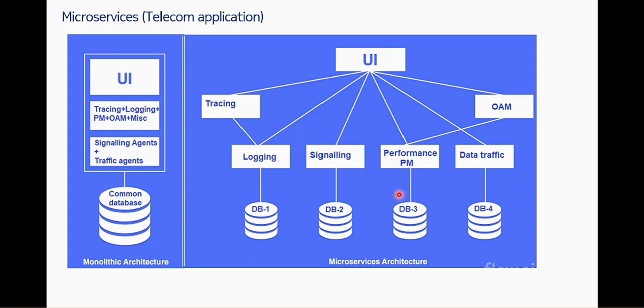When this application is deployed on Kubernetes, it is like this: these are your deployments, deployment number 1, 2, 3, 4, 5, 6, and these are your stateful sets, all the databases. All of them together will be called an application.